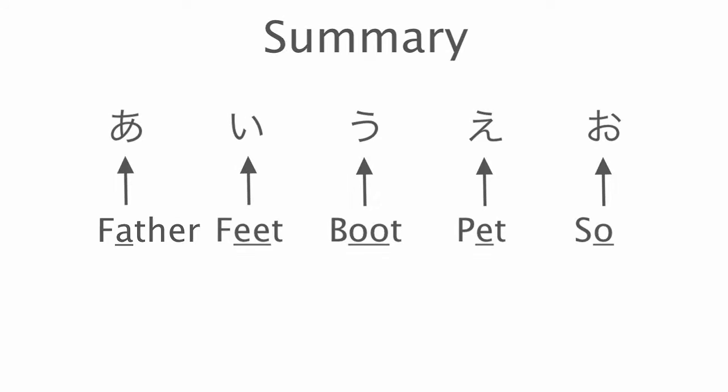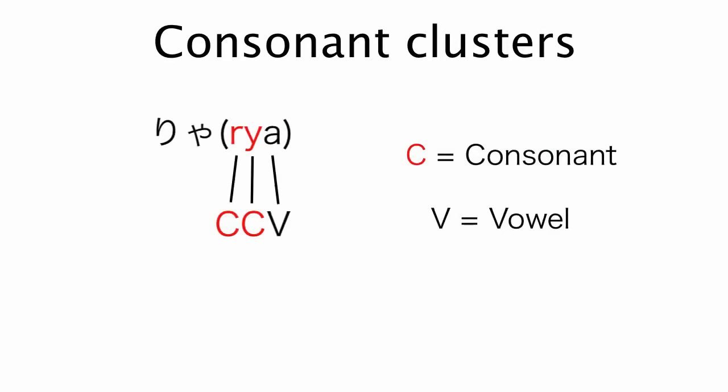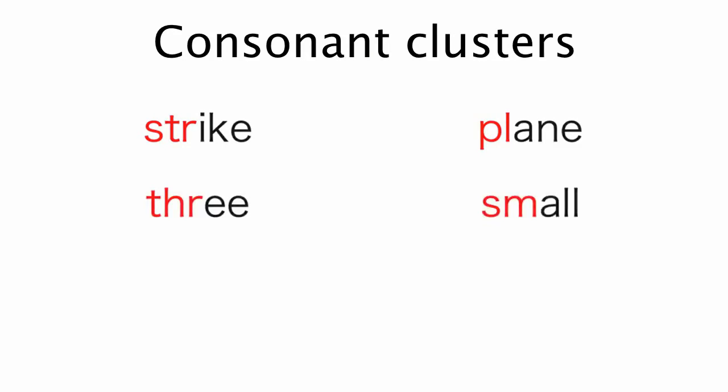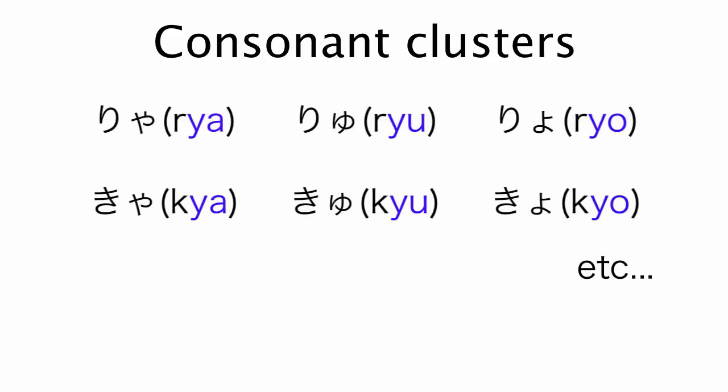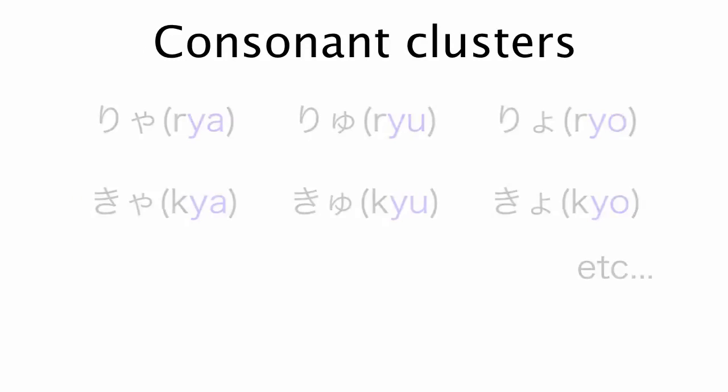First of all, りゃりゅりょ are not just simple consonants, but consonant clusters, where a consonant is followed by another consonant. In English, there are lots of consonant clusters, such as strike, plain, three, and small. In Japanese, all consonant clusters end with Y and a vowel.